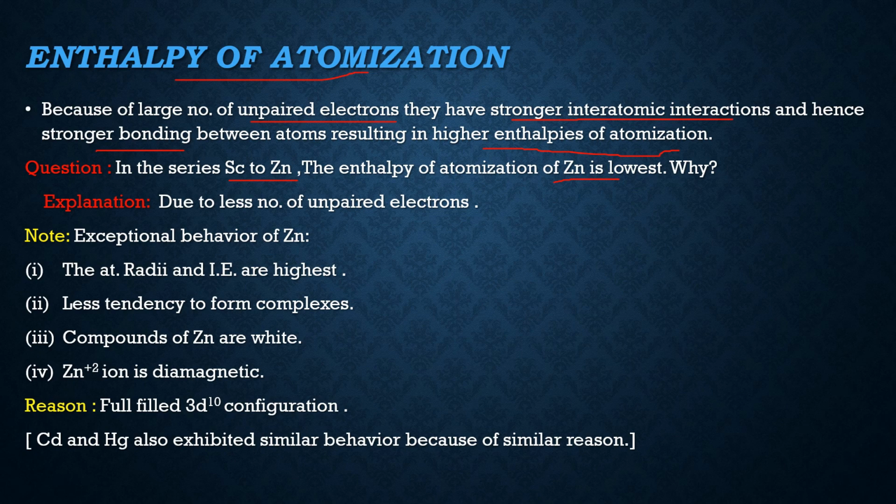Now, the exceptional behavior of zinc. Zinc has many exceptional behaviors, like its enthalpy of atomization is very low. It forms white compounds instead of colored complexes. The first reason is that the atomic radii and ionization enthalpies are highest. Second is less tendency to form complexes. Third is that compounds of zinc are white. And the fourth is that zinc forms diamagnetic ions. Zinc ions are diamagnetic in nature, and the reason for all these is the fully filled 3d10 configuration of zinc, because of the absence of unpaired electrons. Cadmium and mercury also exhibit similar behavior because of the fully filled d10 configuration.